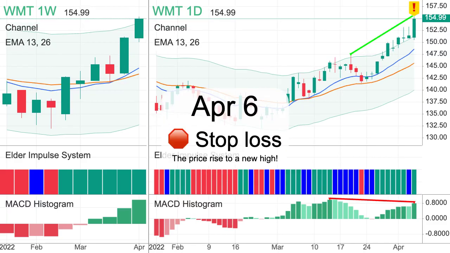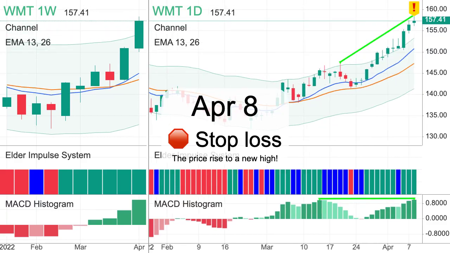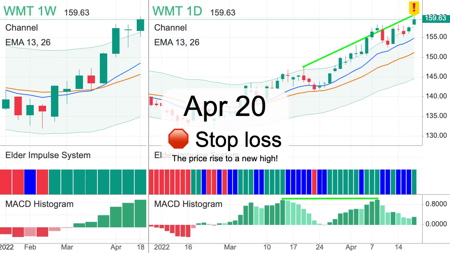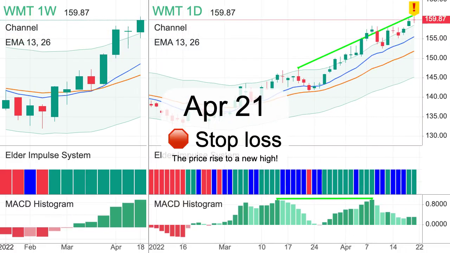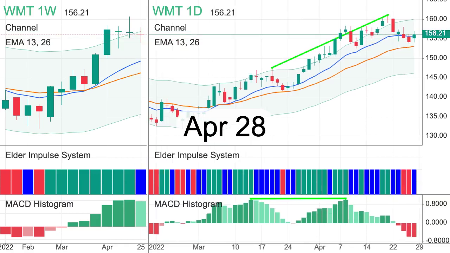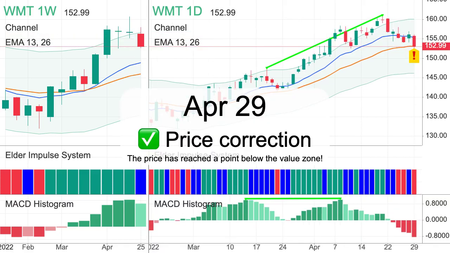The price rose to a new high. Do you plan to submit a new order? A new high. The price rose to a new high again. There is a blue bar on an Elder Impulse System on the weekly chart. The price has reached a point below the value zone.